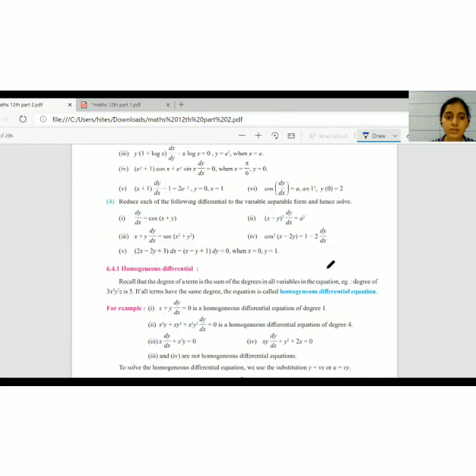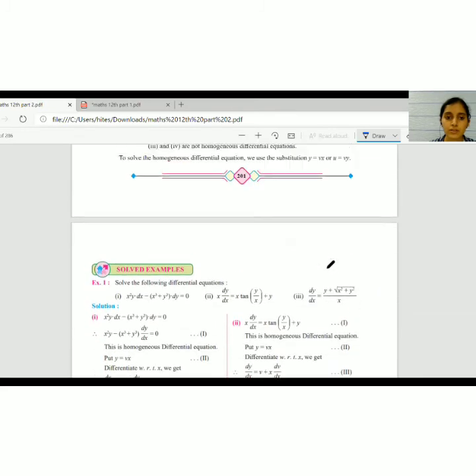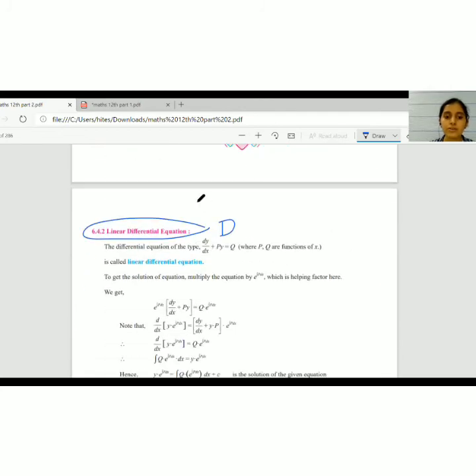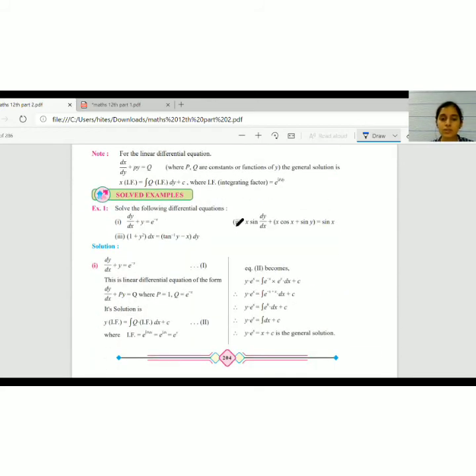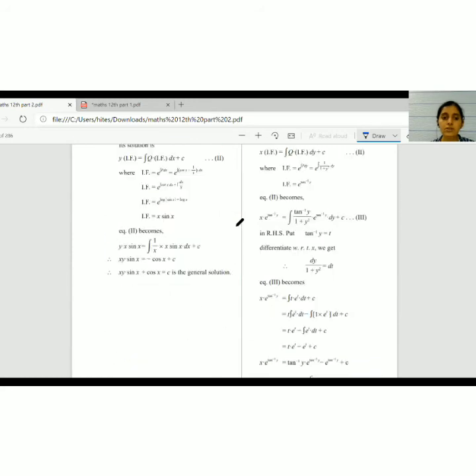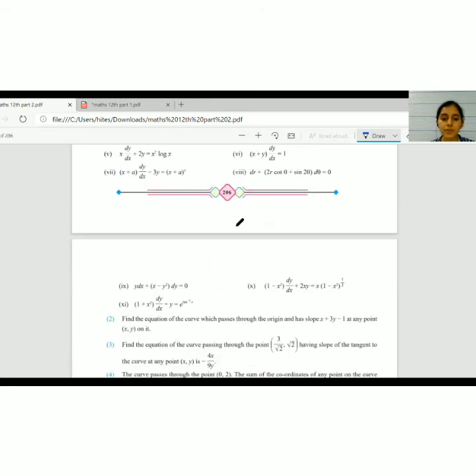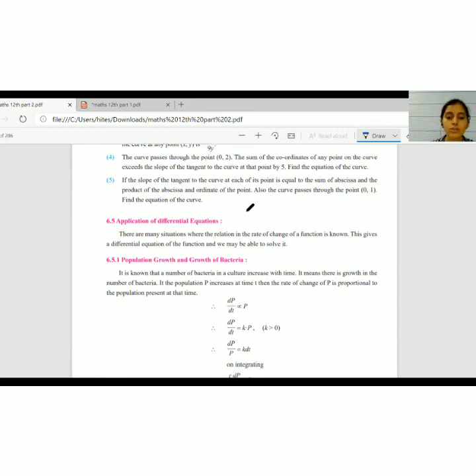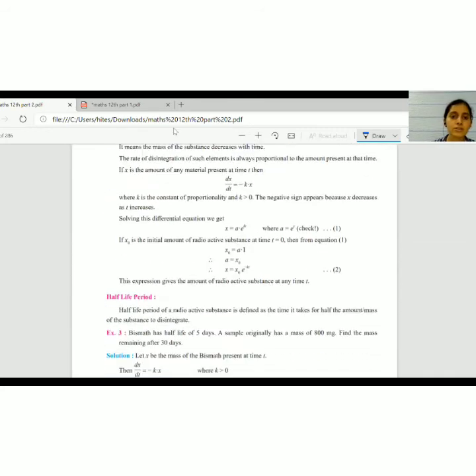Linear differential equation. This 6.4.2 is excluded, deleted, I've written over here. So we will only do a brief introduction to it. We will not cover the sums in it. And then we'll start with application of differential equations. Clear? So it's non-evaluative, so I will just introduce you to the topic and then we can move on to the next topic. Let's see the next thing in the PDF.